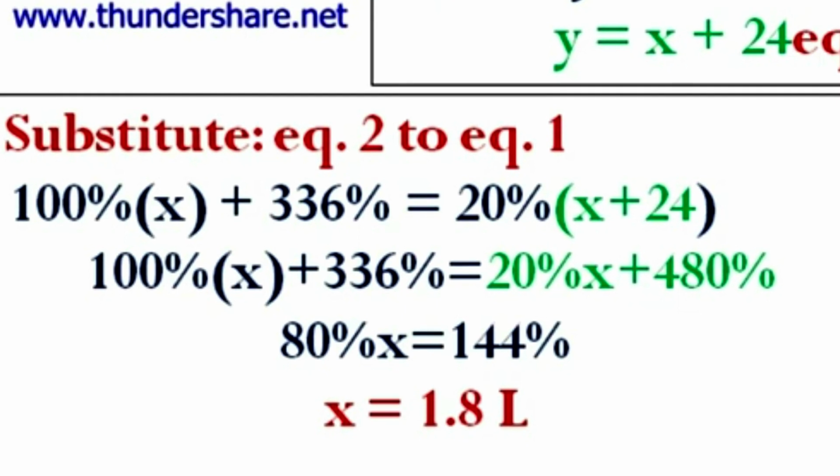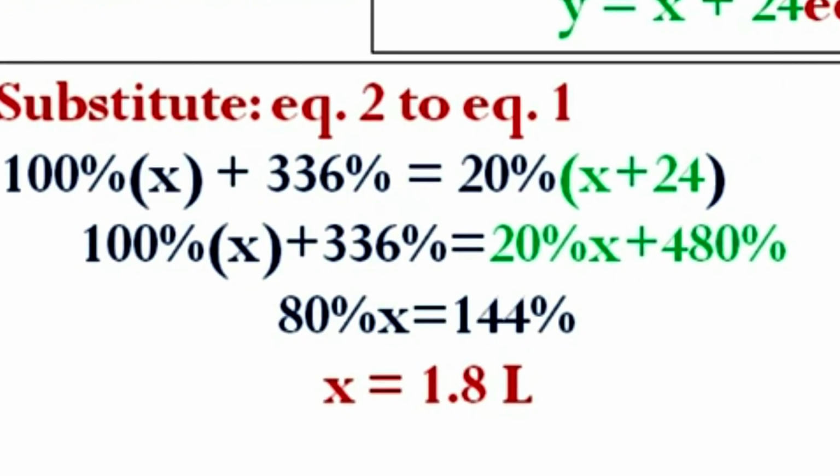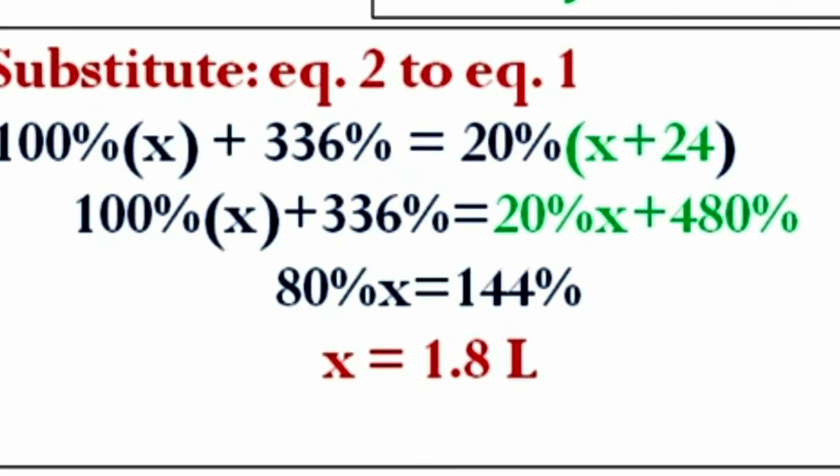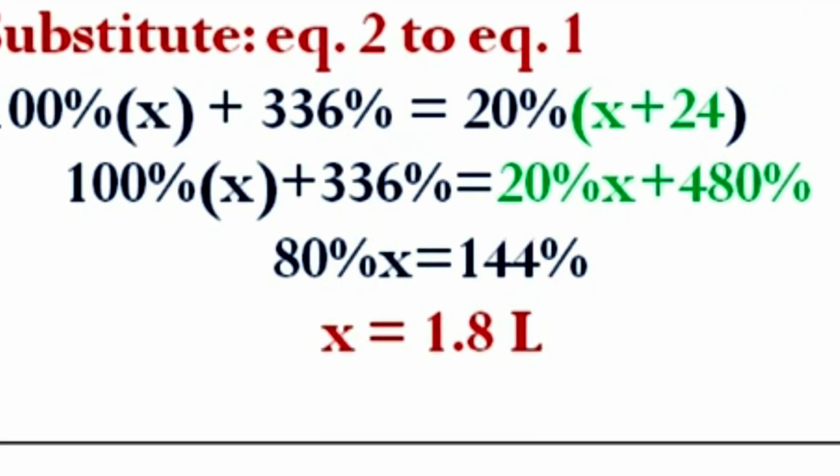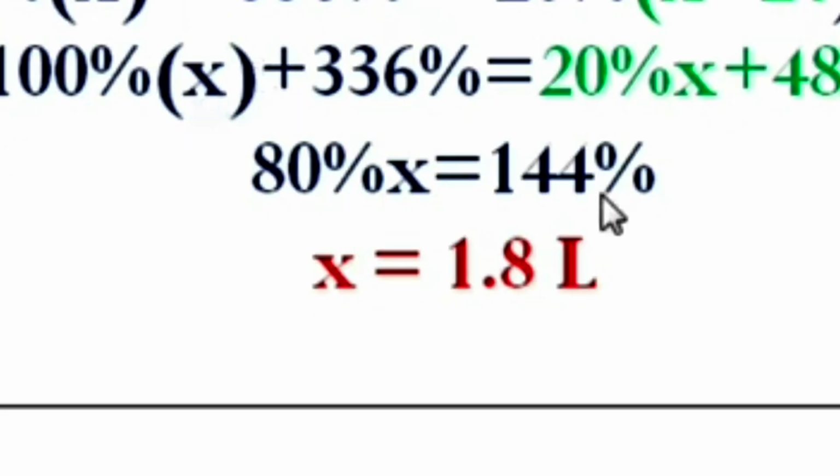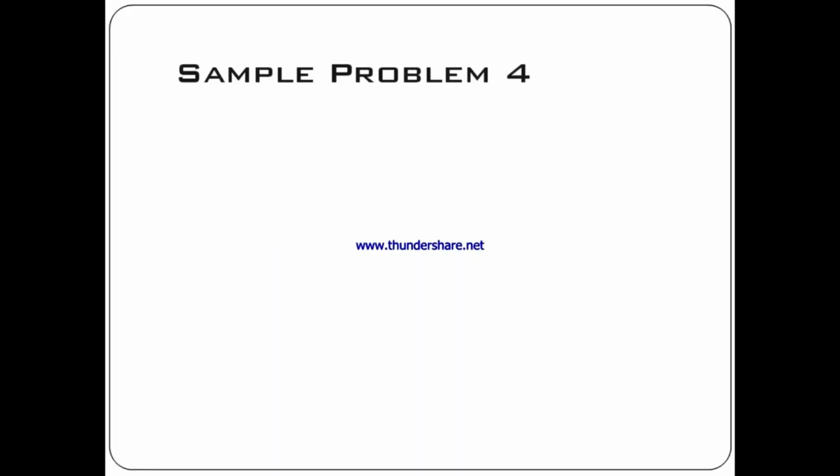100% x minus 20% x, that's 80% x, is equal to 480% minus 336%. It becomes 144%. Then divide both sides by 80%. That's 1.8 liters.